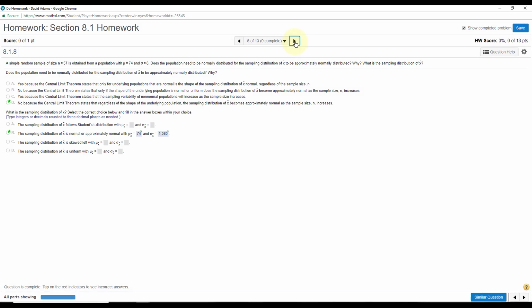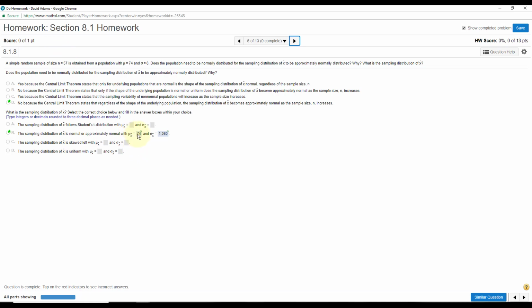So now we have a simple random sample of 57. Because that's greater than or equal to 30, we don't care what the parent population looks like. The new distribution of the x bars is going to be normally distributed no matter what. So what is the sampling distribution of the x bars? Well, it's going to be normally distributed, right, because the sample size is sufficiently large.